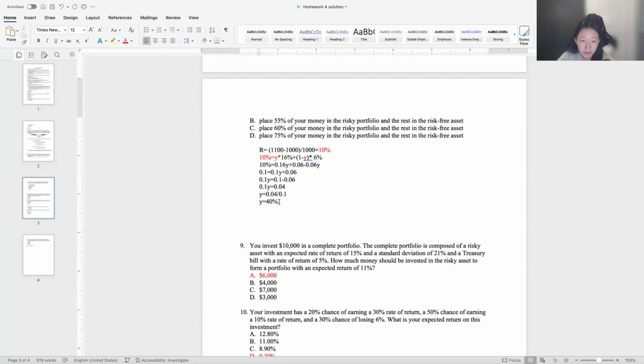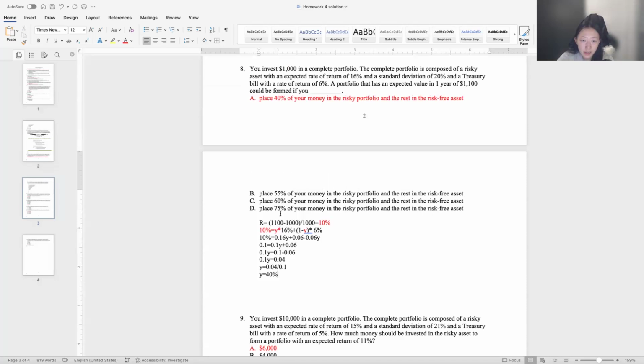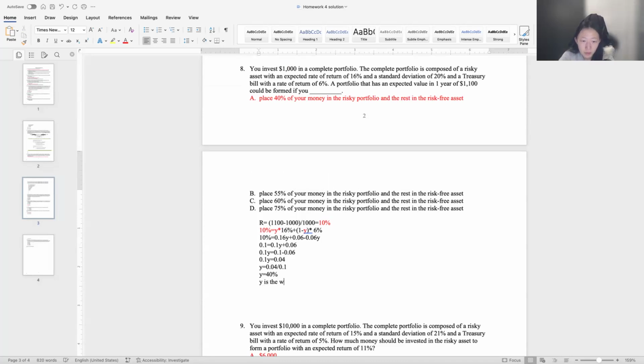So 40% simply means invest 40% in the risky asset. So y is the weight for the risky portfolio. So in this case, A is the right answer.